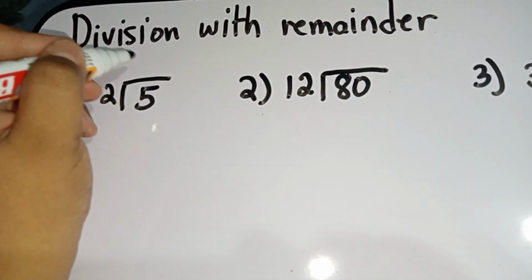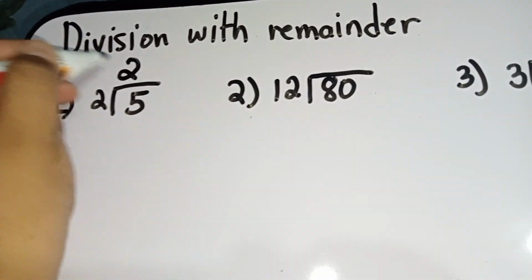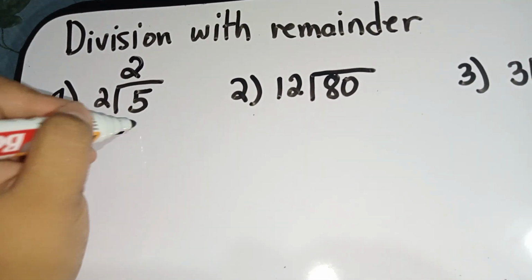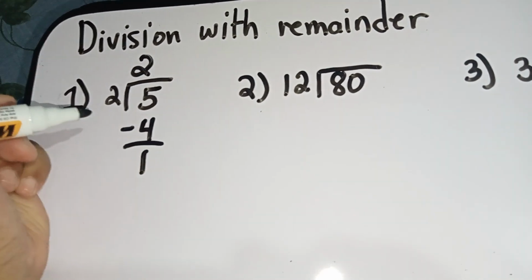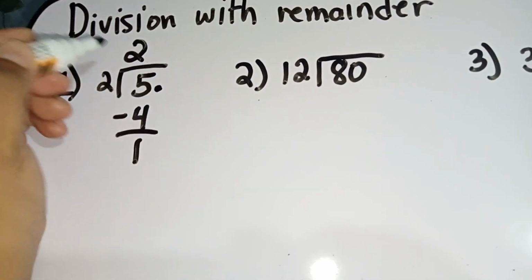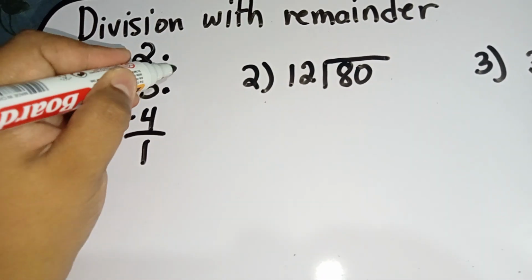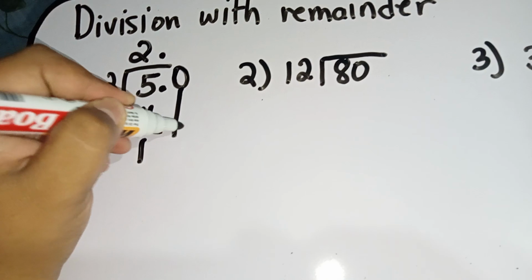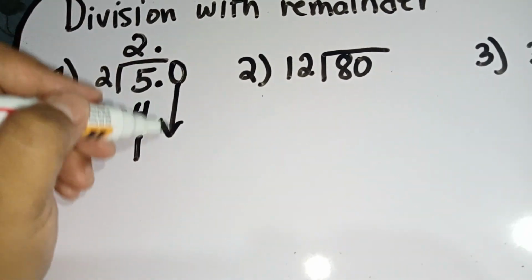How many 2's are there in 5? We have 2. So 2 times 2 is 4. So you have 1. Notice that 1 is less than 2, so you add a decimal point here. Then you have 0. Make sure the decimal points are aligned.